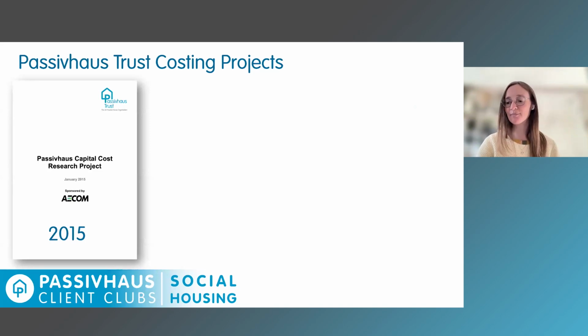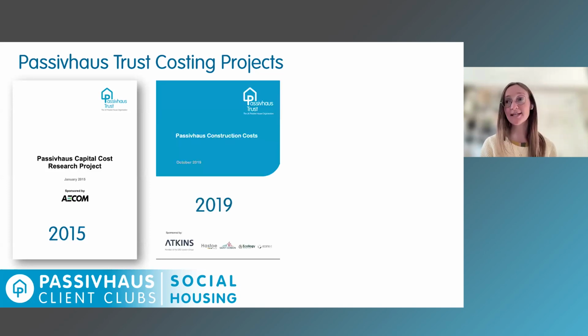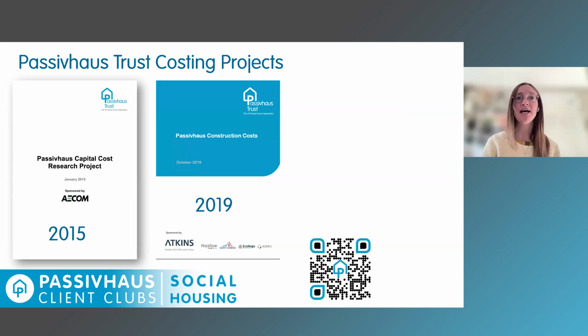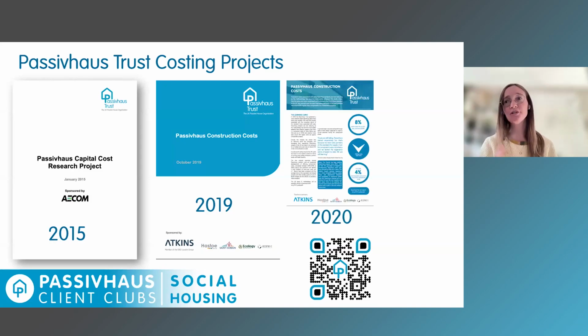So I think I'm at my limit, but I just want to spend the last minute running through where we are with some of the costing work from the Passive House Trust. Back in 2015, we had a Passive House capital cost research project, and that resulted in our 2015 paper. In 2019, we updated that. So we've got a new capital cost project paper, and that's a QR code to link to that paper. And we produced this primer the following year just to pull out some of the key information that we were getting from that cost work.